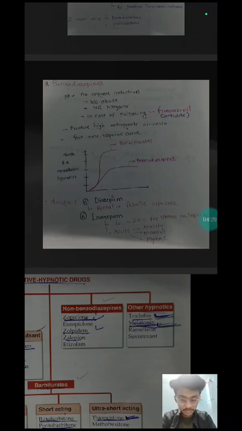First hypnosis, then they may cause general anesthesia, and in higher doses they may cause respiratory depression and ultimately death. But see, benzodiazepines have a flat dose response curve, but barbiturates have a steep curve. It means if barbiturate poisoning occurs, it may lead to death.